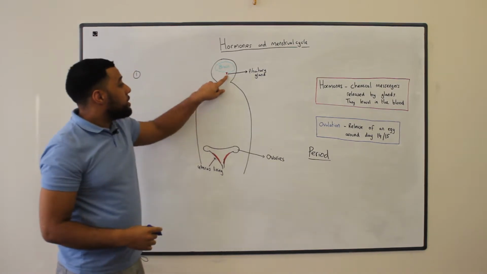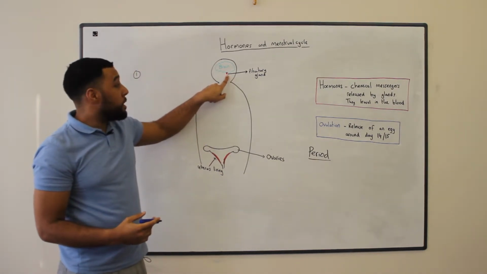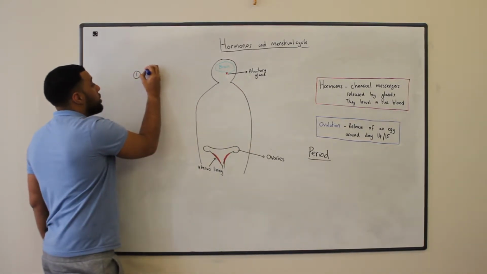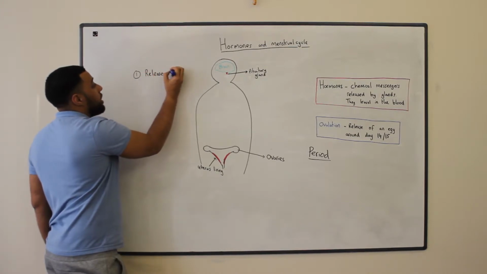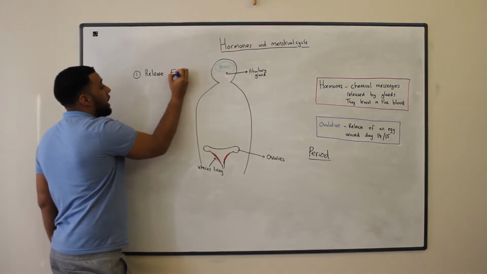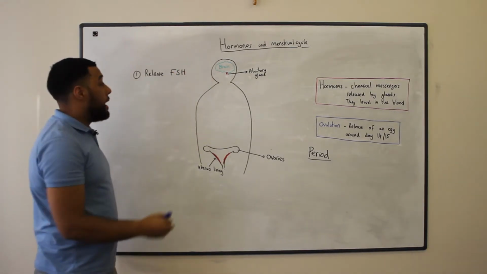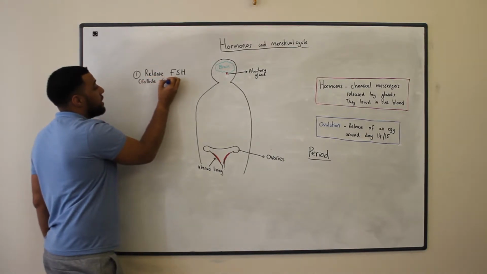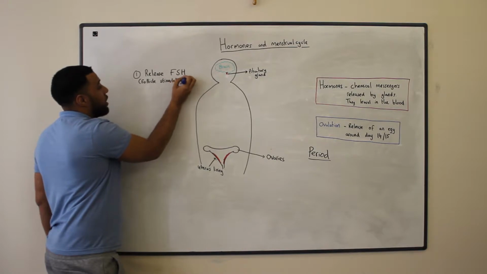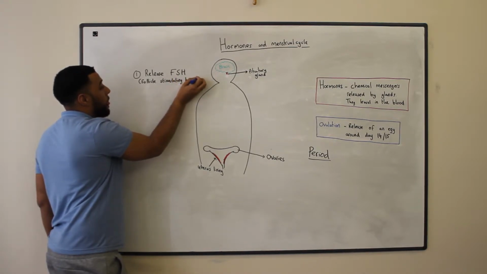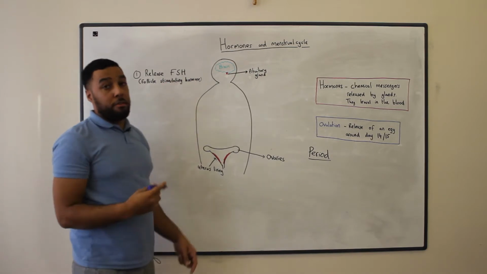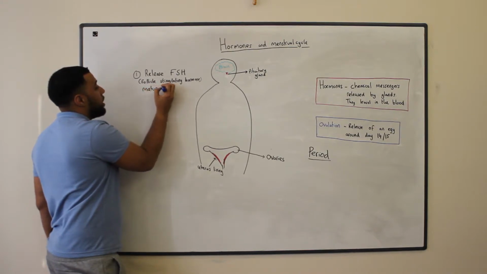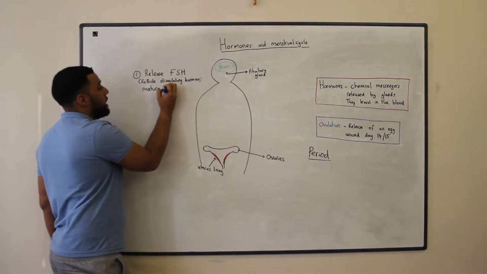As you can see here, there's a small gland at the base of the brain, and we call this gland the pituitary gland. The pituitary gland releases a hormone called FSH. And FSH just stands for follicle stimulating hormone. And the purpose of FSH is to mature just one egg in the ovary.